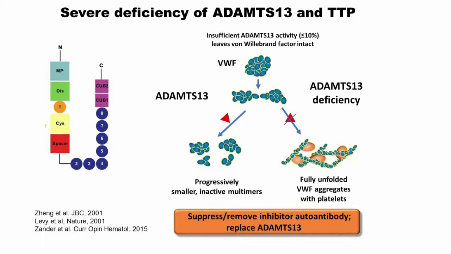If ADAMTS13 is deficient, whether caused by a mutation in the ADAMTS13 protein or by an autoantibody, then this function cannot be performed, and von Willebrand factor becomes elongated, called ultra-large von Willebrand factor. This kind of von Willebrand factor is very sticky and hyperactive, and it can capture the platelets flowing through the blood and cause platelet-rich microvascular thrombosis. This causes organ ischemia and results in death.